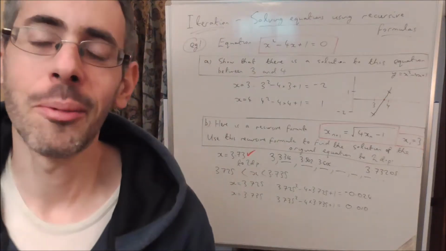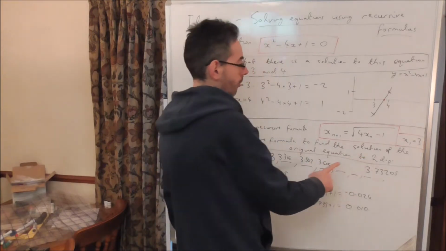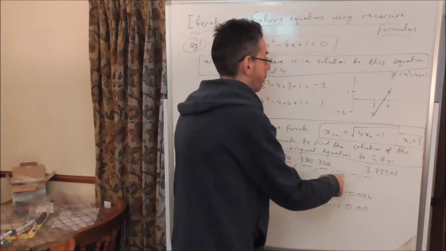Right, so what I'm going to do now is explain why this recursive formula gives you a sequence whose terms get closer and closer to the solution of the original equation.